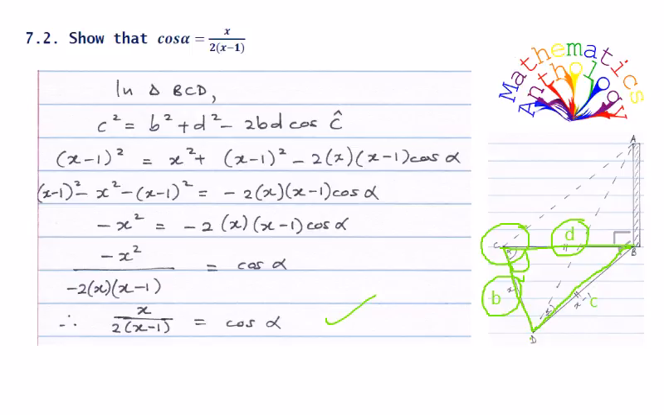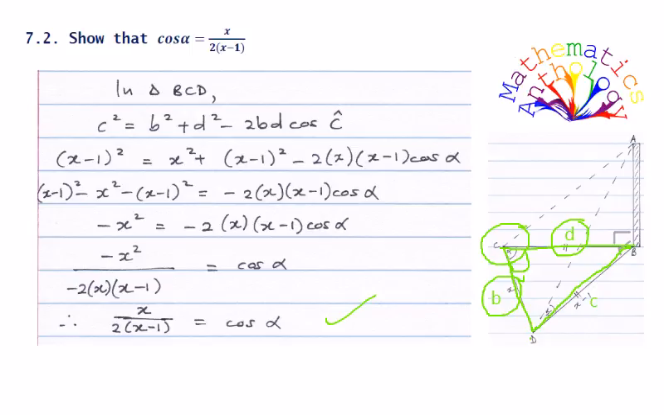So x minus 1 all squared is equal to b is given as x, so x squared, plus d is given as x minus 1 because that's an isosceles triangle. So x minus 1 all squared minus 2 into bd, which is x times x minus 1, cos of angle C, which is alpha. Okay, now it's just solving for cos of alpha.